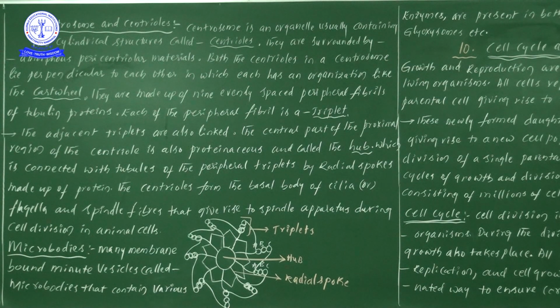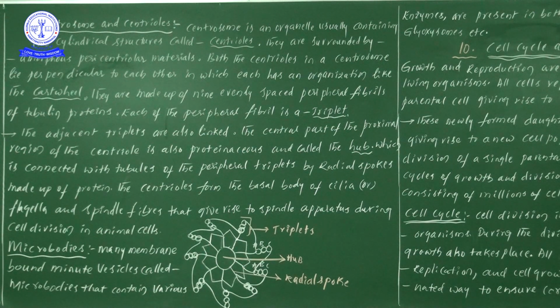Now look, here three microtubules are there, together we call them triplets, and the central one is a hub. Next one, this one is a radial spoke. So 1 2 3 4 5 6 7 8 9. Radial spokes, so 9 radial spokes are there.